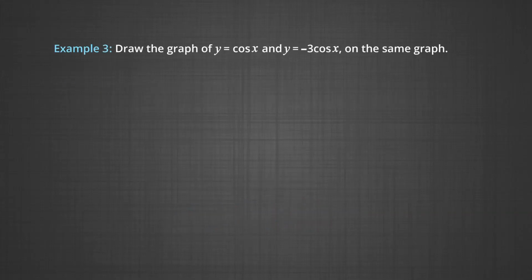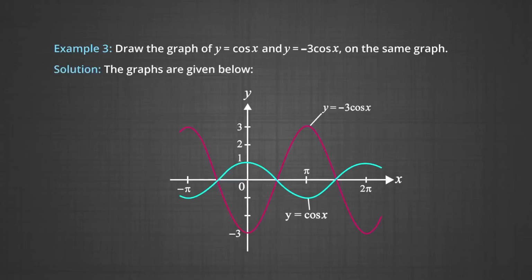In example 3, we will draw the graphs of y = cos x and y = minus 3 cos x on the same graph. The graph is shown below. The pink line represents the graph of the function y = minus 3 cos x, which if we compare to the blue line, which represents the graph of the function y = cos x, clearly shows that the pink graph has been stretched vertically upwards.